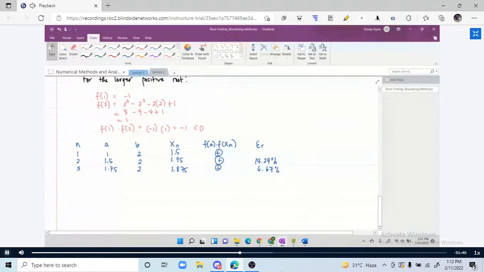Since this is negative, when you get the product of f of a and f of x sub n, a is 1.75, x sub n is 1.875, this is negative, no? So if it's negative, then we change the value of b. Sinulat ko na kanina, di ba? So a will remain to be 1.75, 1.875 na si b. Now get x sub n when a is 1.75 and b is 1.875.